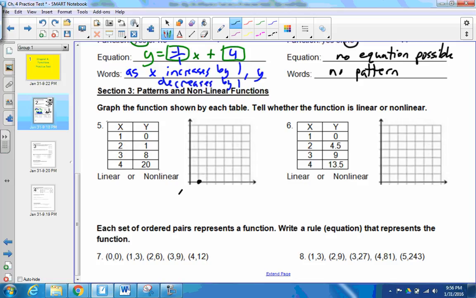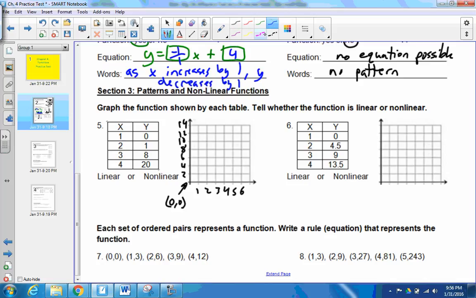So this right here is 0, 0. That's the origin. All right, 2 over and 1 up. 3 over and 8 up. 1, 2, 3, 4, 5, 6. Wow, this doesn't fit. So I think we're going to have to change this and go up by 2's. So we're going to make this 1, 2, 3, 4, 5, 6. We're going to make this 2, 4, 6, 8, 10, 12, 14.